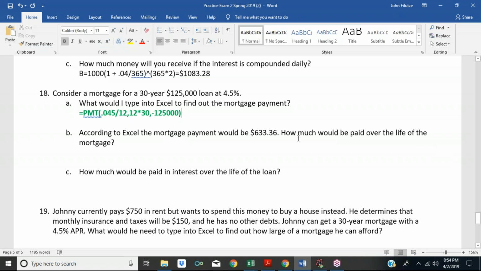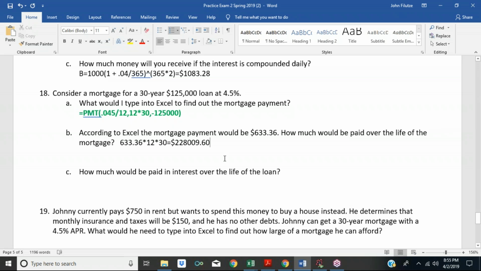So let's see how much will be paid. How much will be paid over the life of the mortgage? So if the payment is 633.36, how much will be paid out over the life of the loan? Well, times 12 months times 30 years, right? And this would be how much we paid all together. And then let's see what that ends up being. That is 60 cents on there.